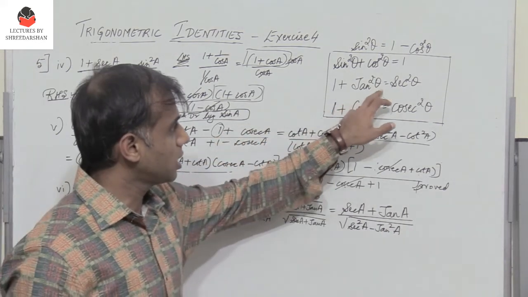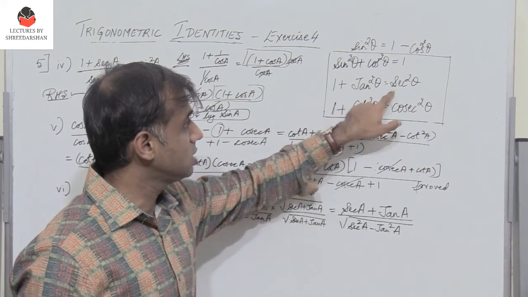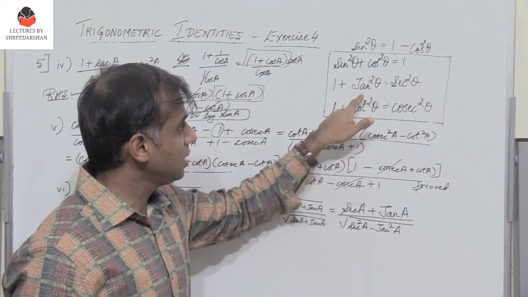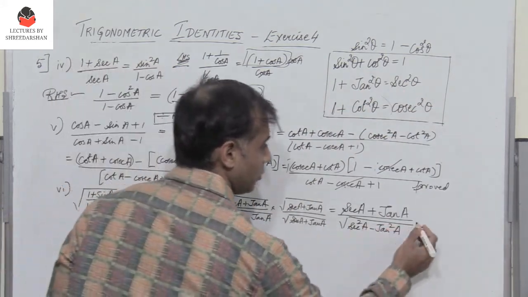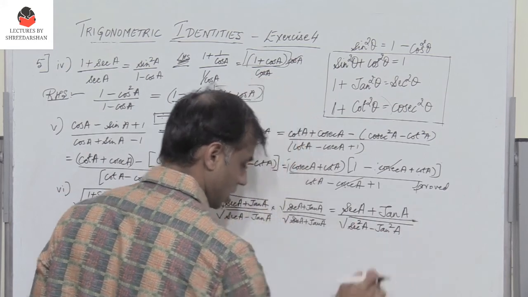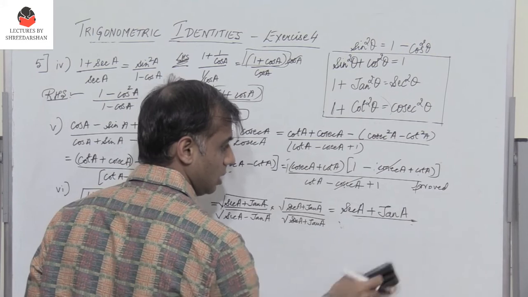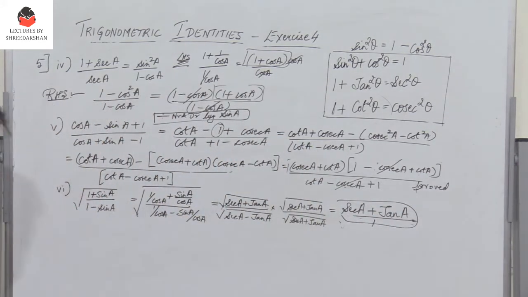If you observe from this expression, if I take tan square theta to RHS, I get 1 equals secant square theta minus tan square theta. So secant square theta minus tan square theta equals 1. So this is equal to 1. So therefore I have the answer. So this becomes 1. So therefore the answer is secant A plus tan A divided by 1, or it is secant A plus tan A.